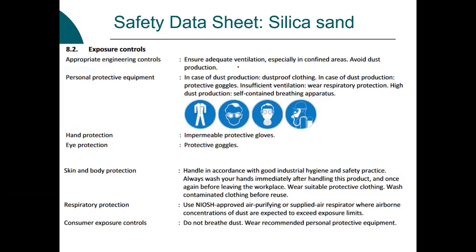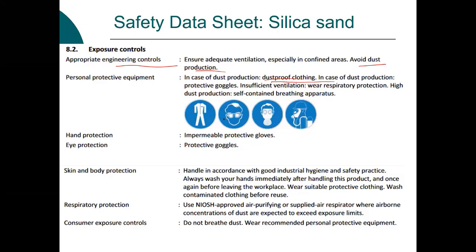It says, one, these are the engineering controls. We want to ensure adequate ventilation. We want to avoid dust production. In the case where there is dust production, you want dust-proof clothing. So you want some sort of, for instance, like a Tyvek suit that your workers can remove after exposure. So they're not bringing home that dust. They're not transporting it to another location, into their car, onto public transport if they're taking public transport.